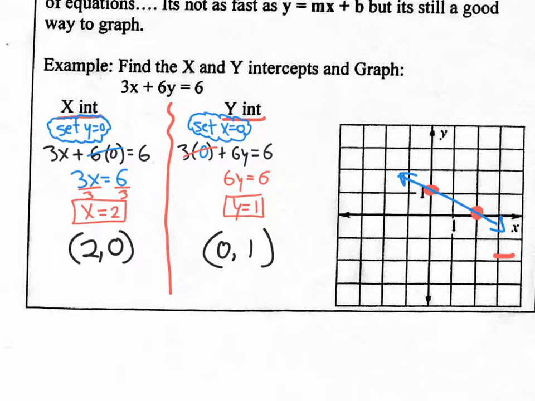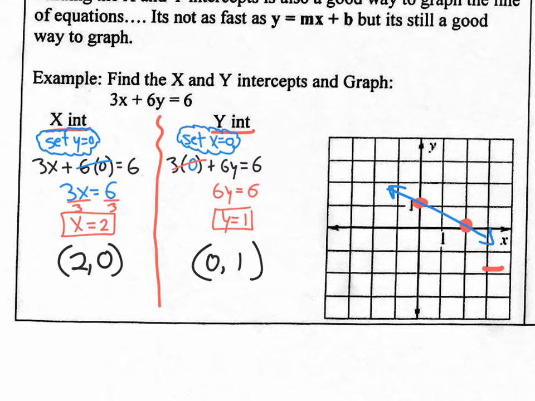You could just find your x-intercept and your y-intercept, and then graph your line through those intercepts. So this is another method of graphing. It's not in function form, it's in standard form. Let's move up to the top.